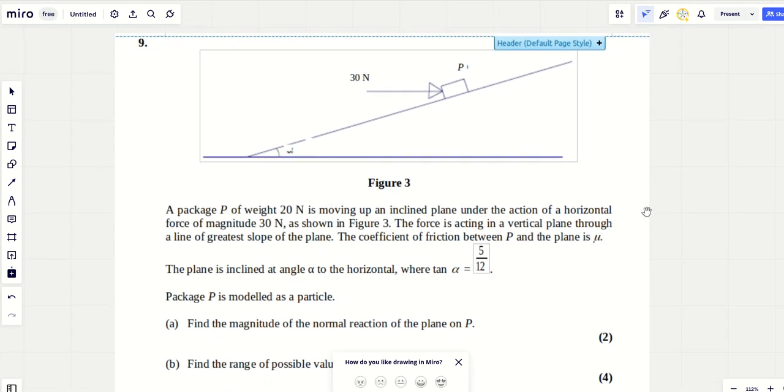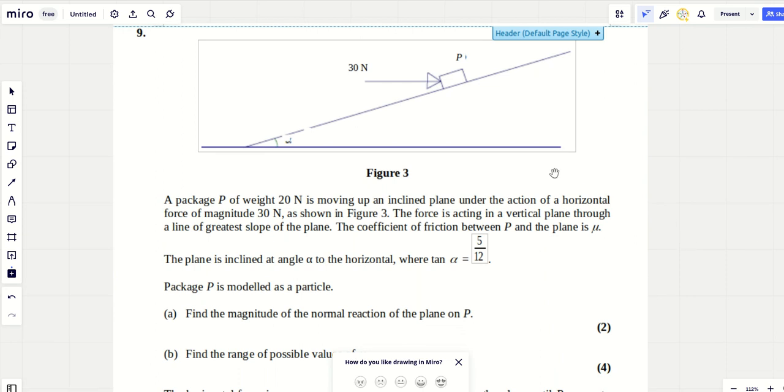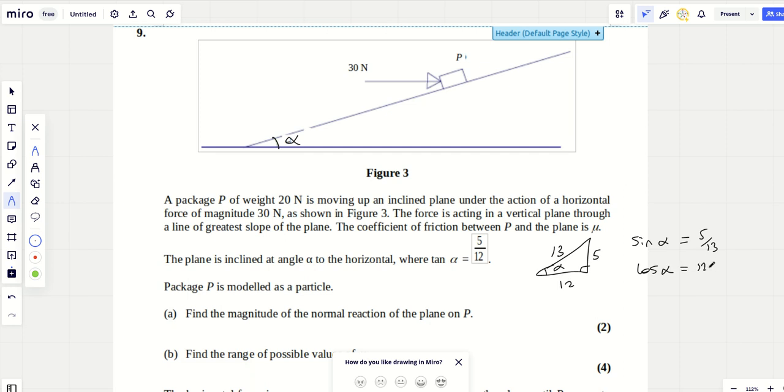Okay, right. Question 9. What have we got here? So we've got a plane, and we've got a dodgy diagram there. Is that supposed to be alpha? Tan alpha, yeah. Okay. Tan alpha is 5/12. Remember, do the prep work on these questions. Tan alpha is 5 over 12. That's opposite over adjacent. 5, 12, 13. Therefore, use Pythagoras to find the 13 if you're not sure about that. But that means sine alpha is going to be 5/13 and cos alpha is going to be 12/13. Yeah, do the prep work.